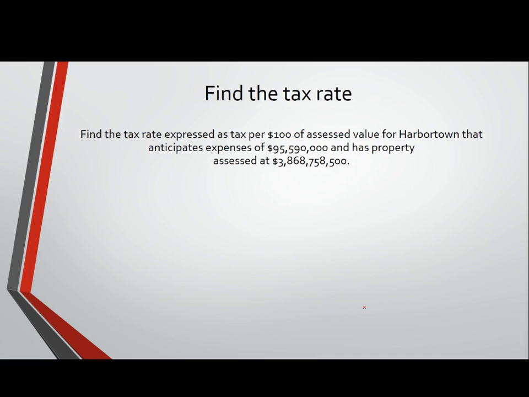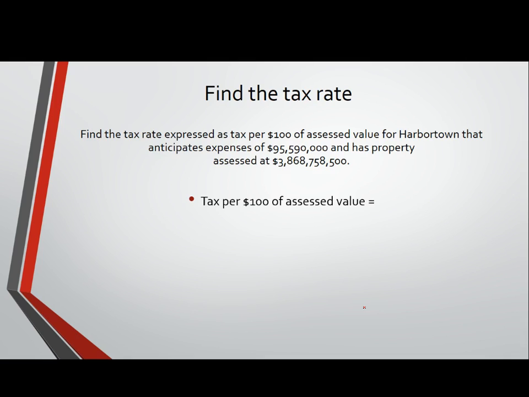Okay, find the tax rate expressed as tax per $100 of assessed value for Harbor Town. That's a cool name. Maybe it's on the harbor. That anticipates expenses of $95,590,000 and has property assessed at $3,868,758,500. Whew, that's a hard number to say, sorry.